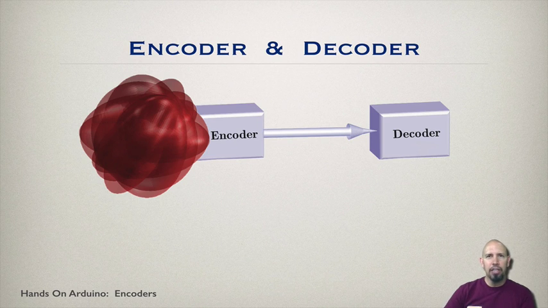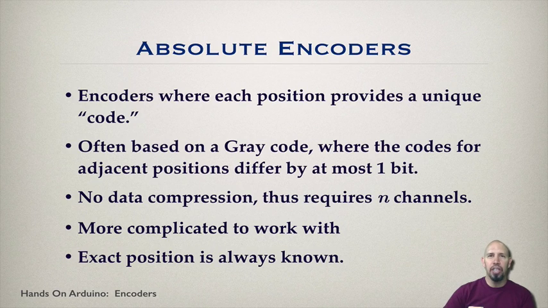Before talking about the incremental encoders, I want to talk first about absolute encoders. I'm not going to say a whole lot about them, but I feel like it's important to say something. Absolute encoders are encoders where each position provides a unique code. They're often based on something called a gray code. A gray code is a code where the codes for adjacent positions differ by at most 1 bit. So if you go from one position to the next position, the change in the code is by 1 bit.